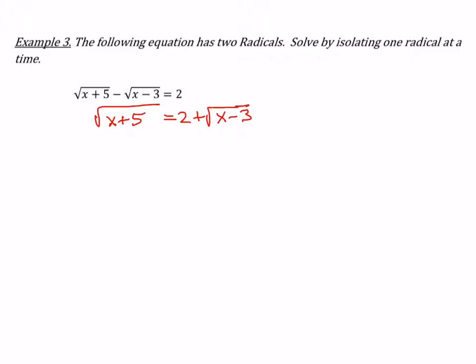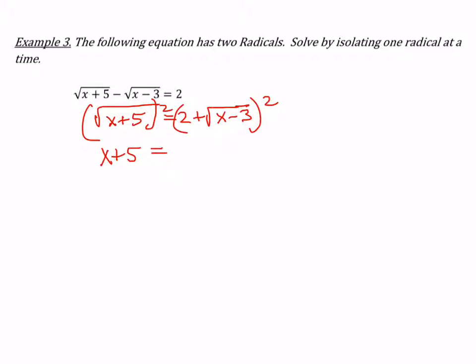And here we go. Now if we square it, what happens is this square root on the left side is going to go away, and that's nice. We're still going to have a square root over here, but we can deal with that in a minute. So we have x plus 5 because the squaring gets rid of the square root.